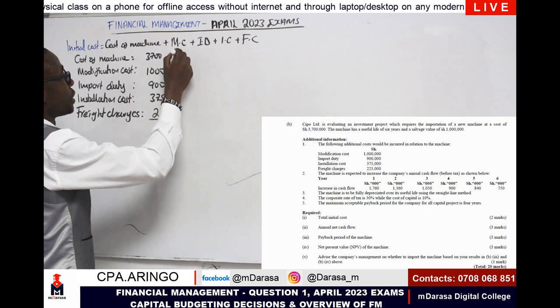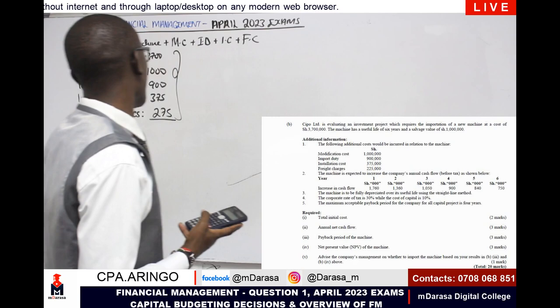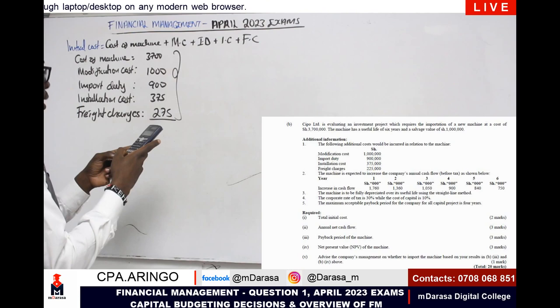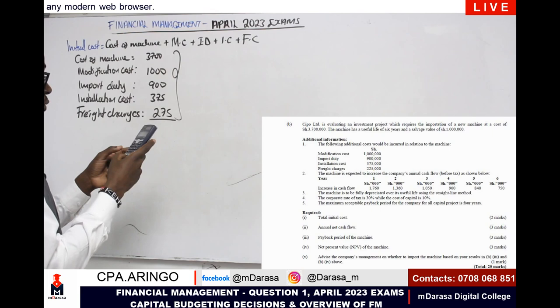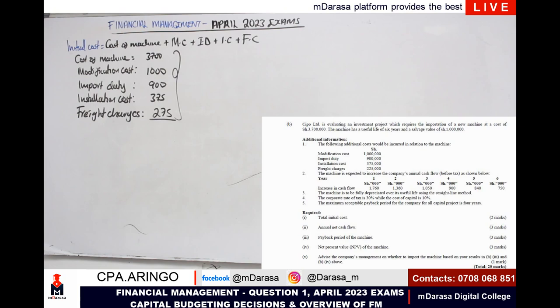275. So we need to determine the total cost of this machine, the initial cost, which in this case you can do using your calculator, where I'm having 3.7, I'm having 1,000, I'm having 900, I'm having here 375, and you're having here 275. So I'm talking over basically 3.7. Sorry, in that case I've inserted 3.7, right? 3.7, talk about 900, talk about 375, talk about, this is 225, right? What is wrong with my calculator?